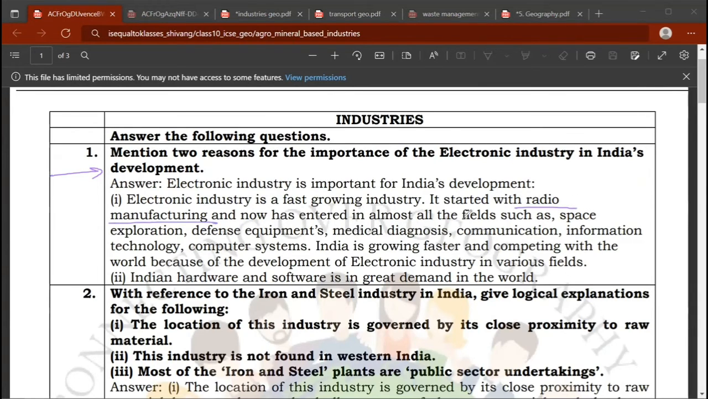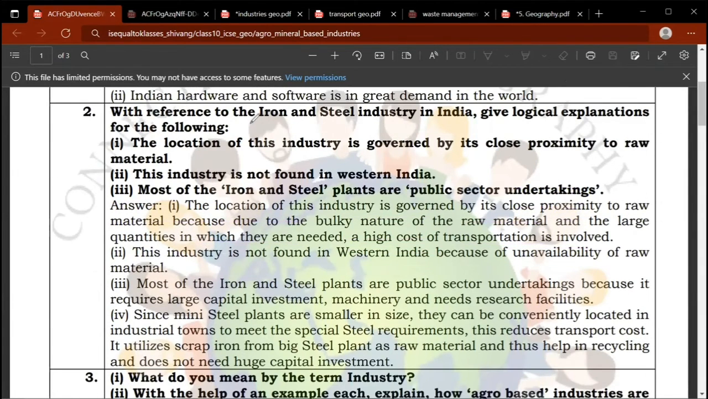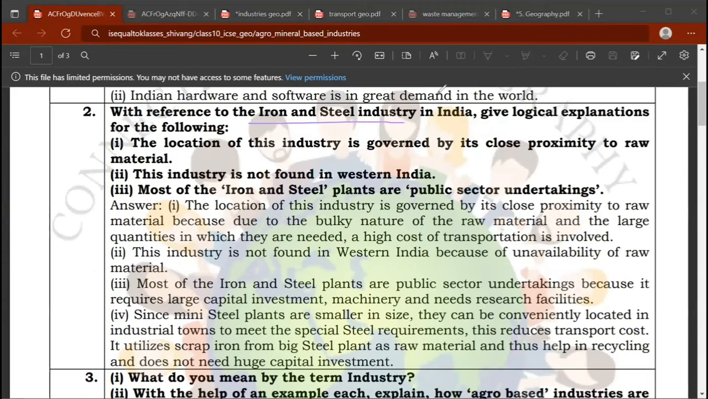And it has now entered almost all the fields such as space exploration, defense equipment, medical diagnosis, communication, information technology, and computer systems. India is growing faster and competing with the world because of the development of the electronic industry in various fields. Indian hardware and software is in great demand throughout the world. Okay, now let's scroll down a bit. Now, with reference to the iron and steel industry in India, give logical explanations for the following.